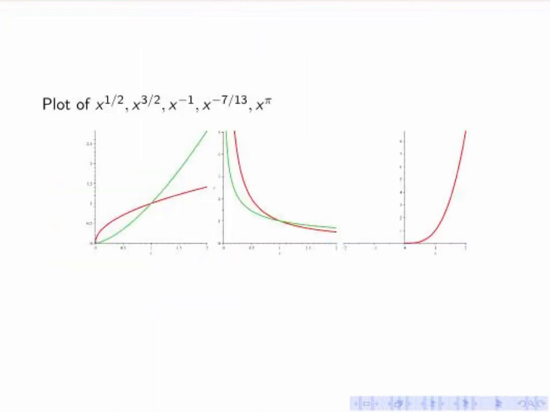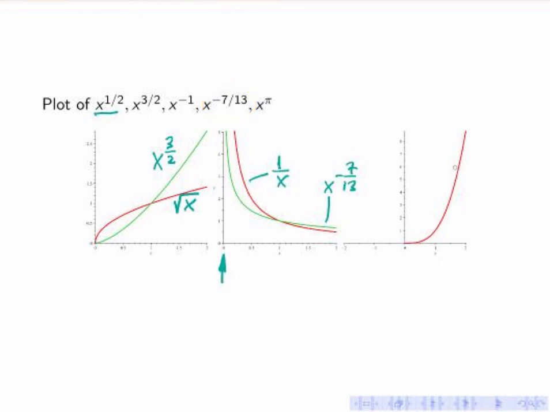Let's plot these functions. Here I have these 5 functions and 5 plots, and I need to find out which is which. The red one here is the famous square root function, so that would be x to the 1/2. And the green one is x to the 3/2. This looks a little bit similar to the functions we have seen before with a natural number. And here, the red one is 1 over x, which is x to the -1. And the green one is x to the -7/13.